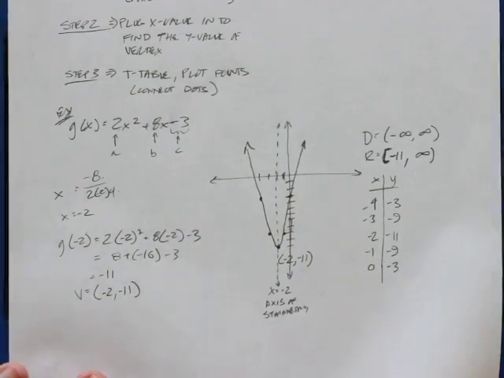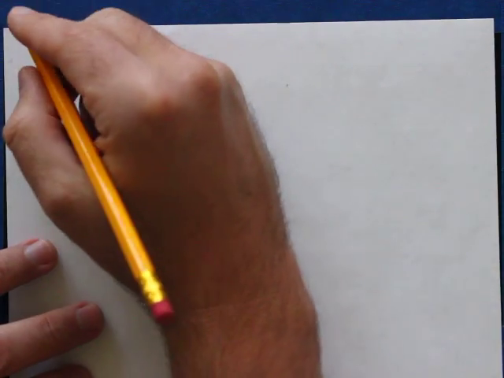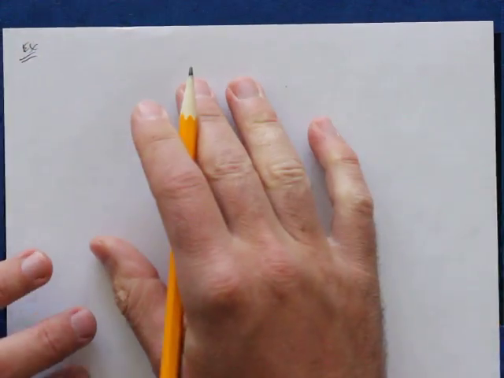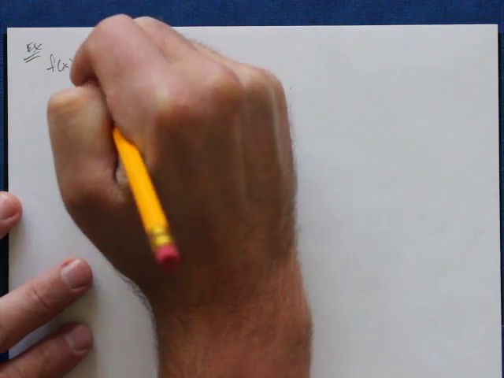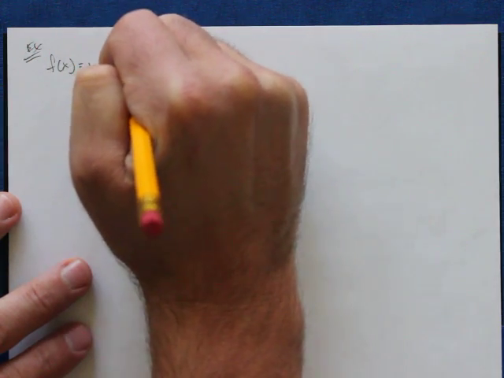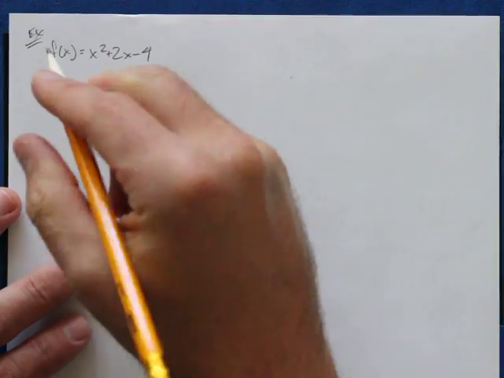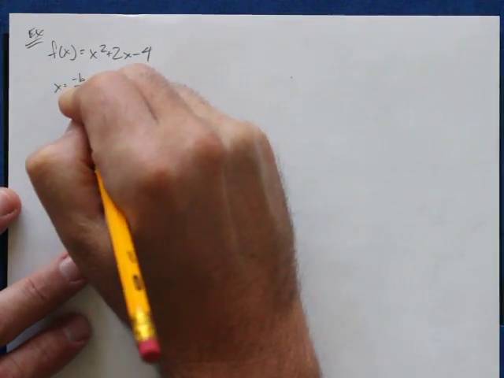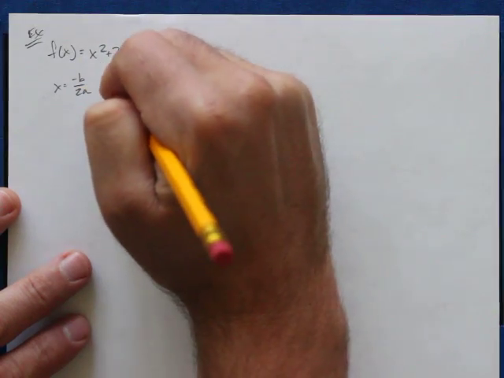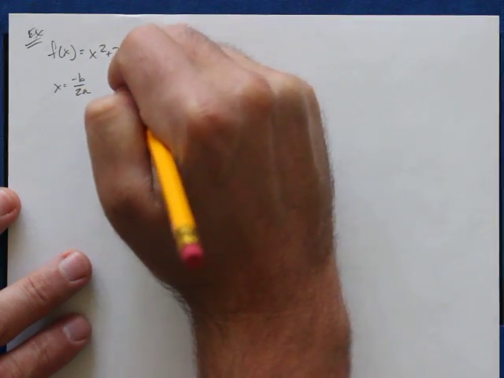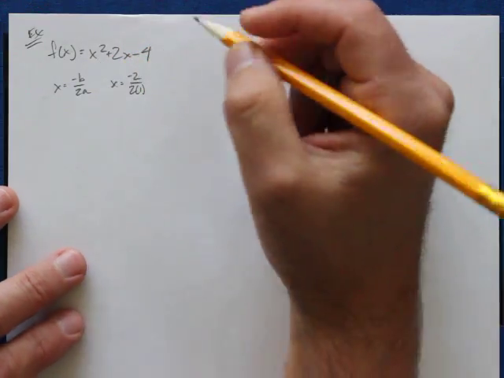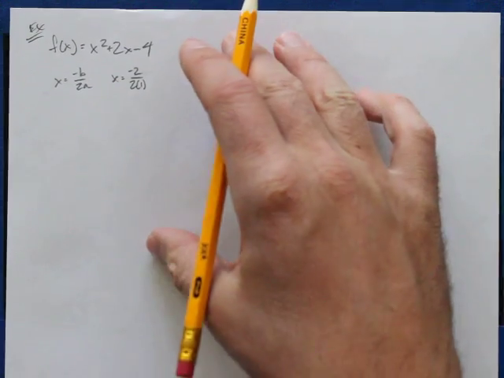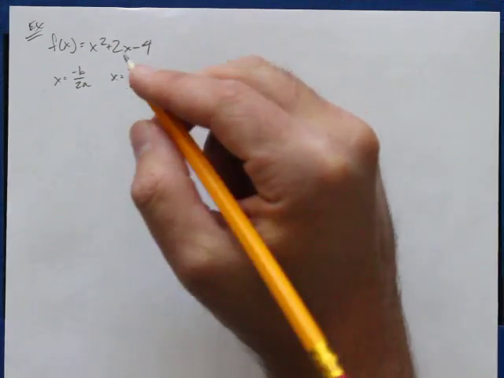All right, let's do a few more examples and we'll call 4-1 done. f of x equals x squared plus 2x minus 4. So I'm going to start with x equals negative b over 2a. So I've got negative b, which is negative 2, over 2 times a, which is 1. So that means I have negative 2 over positive 2.